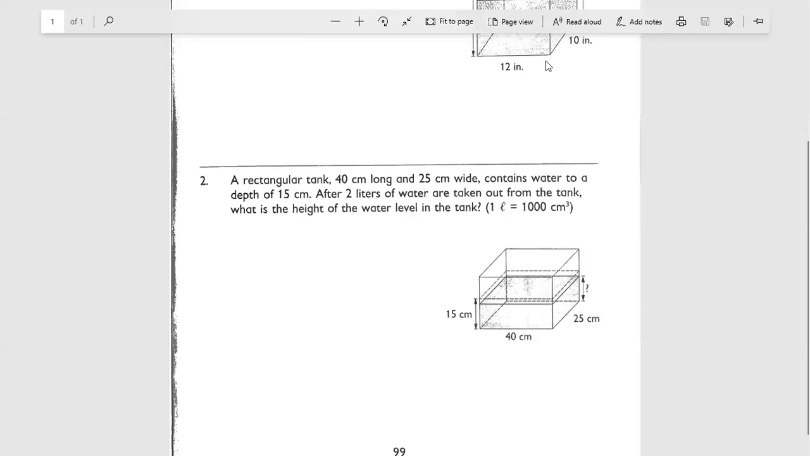Again, our volume is length times width times height. Okay, so the length is 40, and Talia, what is the width? The width is 25 centimeters. Very good, it's 25 centimeters. And then what is the height, Gavin? 15 centimeters. Very good. The height is 15 centimeters.